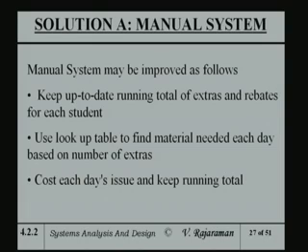The manual system may be improved as follows: keep an up-to-date running total of extras and rebates of each student. In other words, you keep a register in the mess where he eats, and whenever he takes an extra or rebate, it is entered there by the mess supervisor. At the end of the day you have a clear idea of how many extras there are and how many students did not come, and so on.